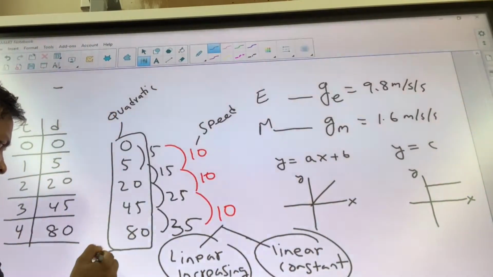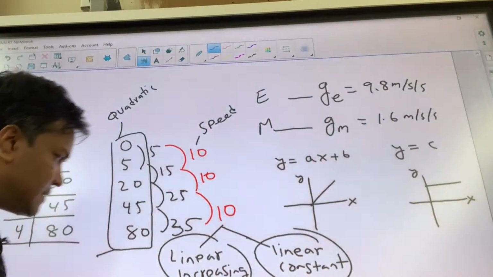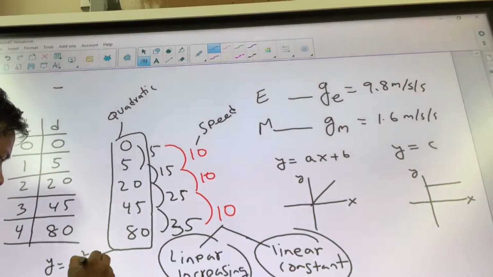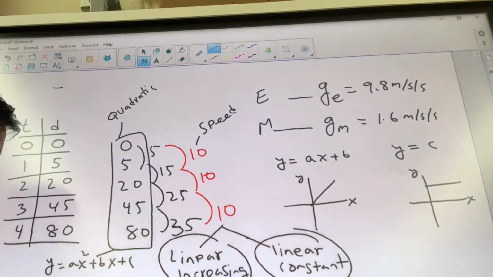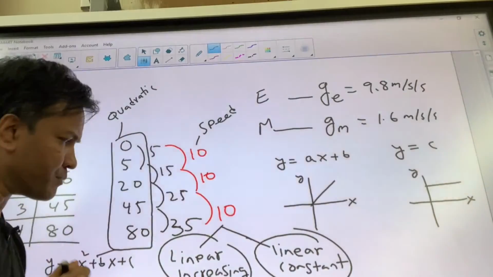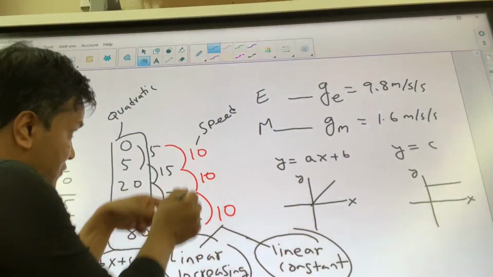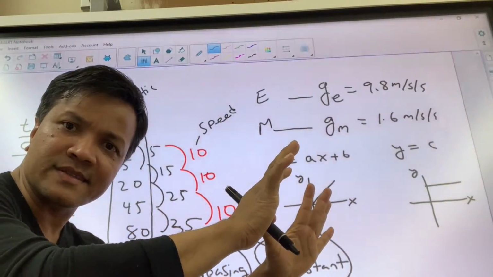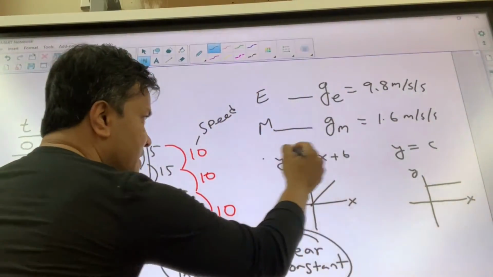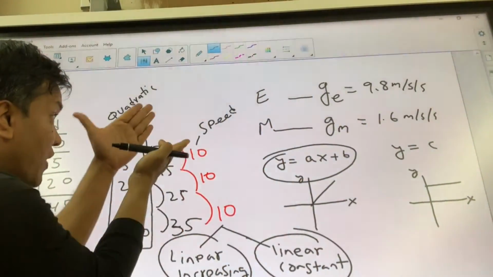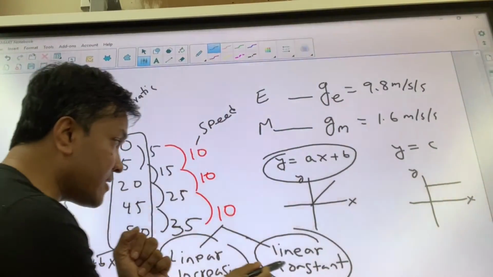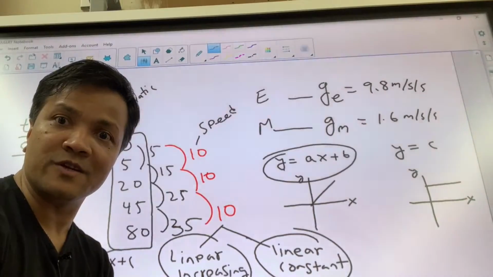However, I have to turn it into an algebraic equation. I have to write it as y is equal to ax squared plus bx plus c, and find the value of a, the value of b, and the value of c. Forget about the equation for a moment. I know how the equation looks. But I first have to figure out whether the speed of the falling body is linear increasing or linear constant. How would I do that?